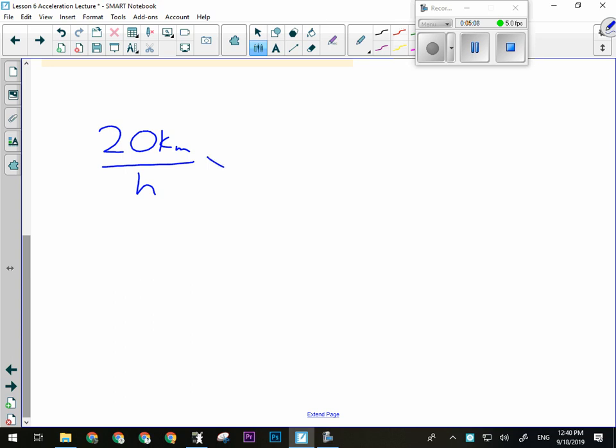All right, so the first thing I want to do is convert the kilometers to meters. There are 1,000 meters in 1 kilometer. Okay, so multiplying this number by 1,000 will convert it to meters. My kilometers will cancel. Everybody all right with that?